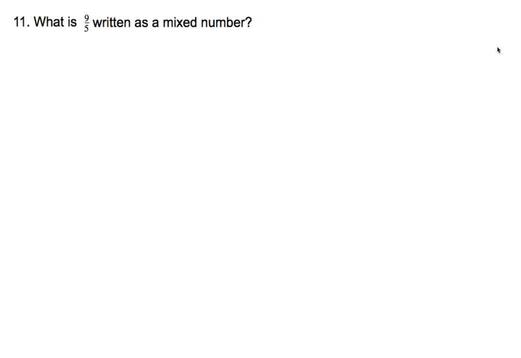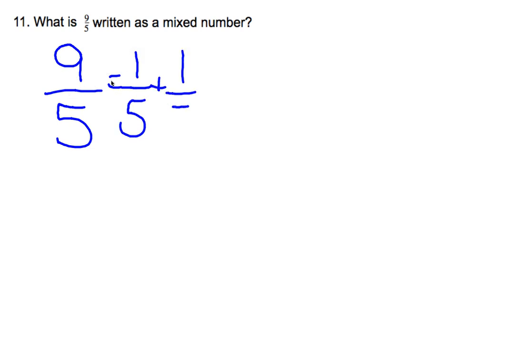What is 9/5 written as a mixed number? So we have this fraction greater than 1. There's a few different ways that we could do this. We could do a sum of unit fractions. So I would add this 1/5. Remember, a unit fraction is any fraction that has a numerator of 1. So in this case, 1/5 plus 1/5, and I would need to add this 9 times.